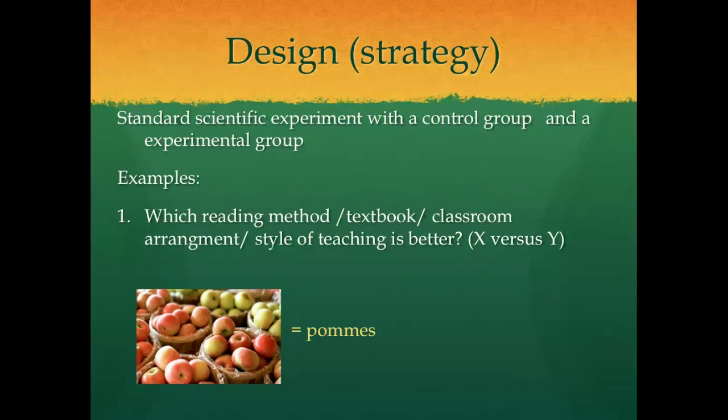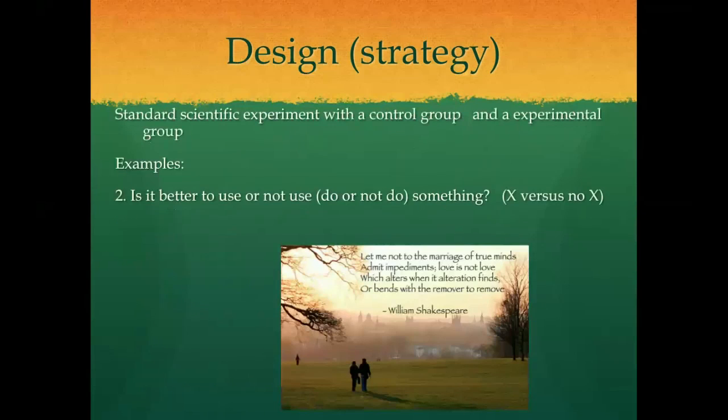Second example of a design is, is it better to use or not use, or do or not do something? X versus no X. So studies have shown that if you read a poem before class starts, that students are better behaved. So that would be an example of X, which is reading the poem, versus no X. No X is the control group, where you just start your class in a traditional way.